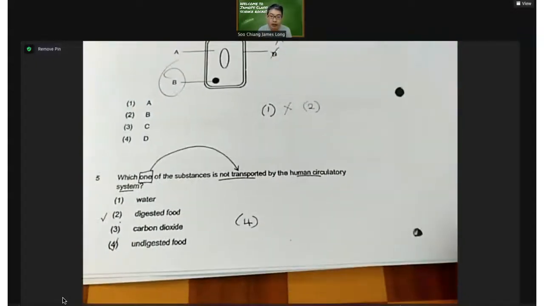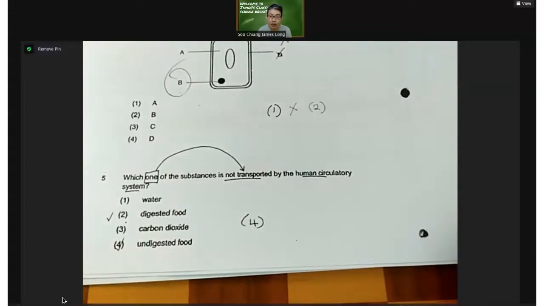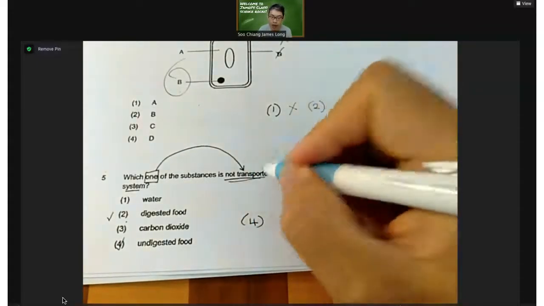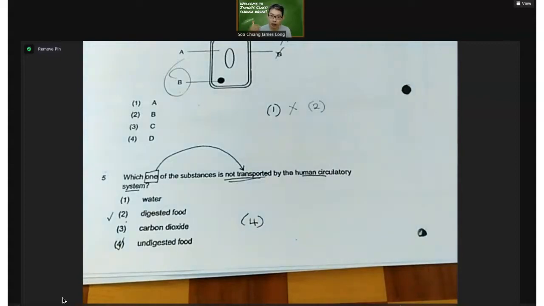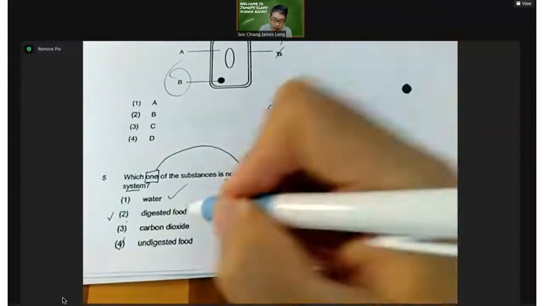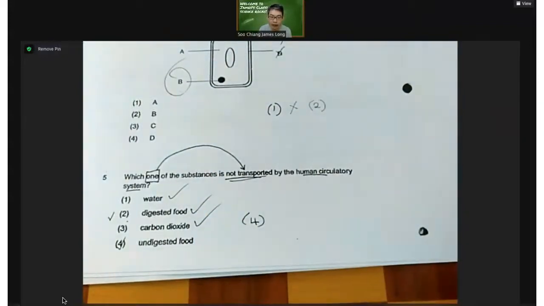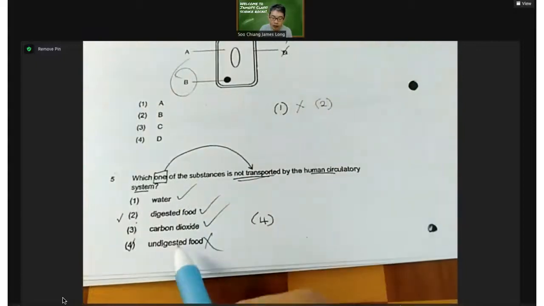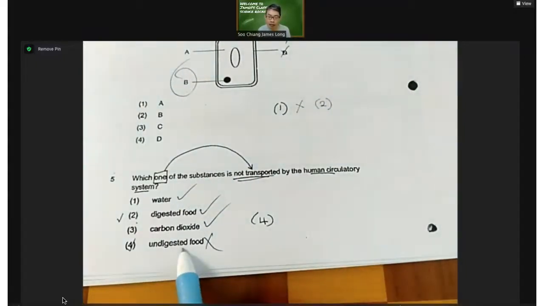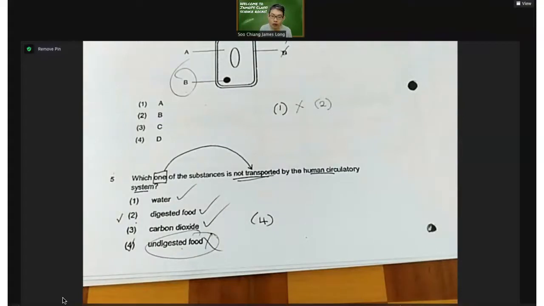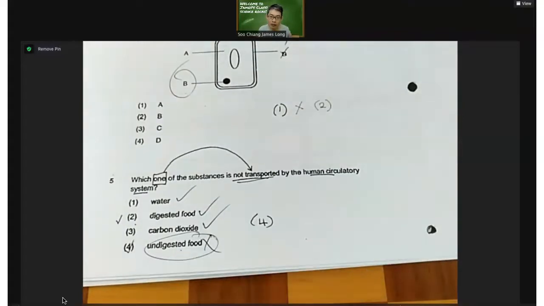Which of these things is not transported by the human circulatory system? Transportation will be in our blood vessels, by the blood. Water is being carried, digested food is being carried, carbon dioxide is being carried. Undigested food is not, because if you recall from the human digestive system, this will go past the small intestine to the large intestine and be expelled out from our body. So number 4.